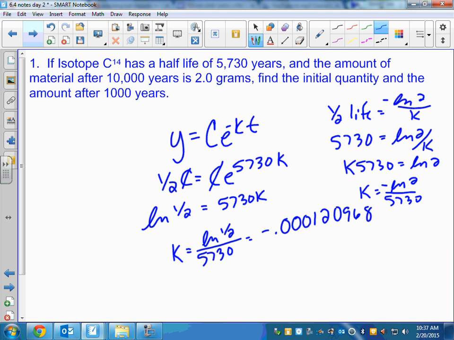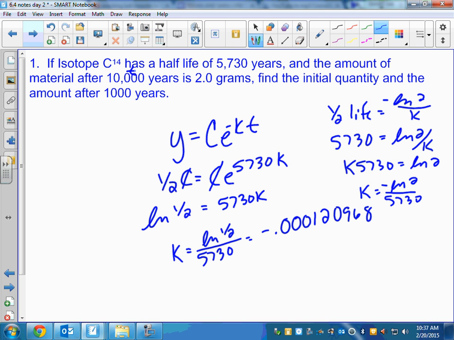I tend to type the fraction in, but I'm okay with lots of parentheses in my calculator. If you feel like you struggle with parentheses, just type out the whole decimal. Should be good enough to 3 decimal places when you go from there. You have to have k before you can do anything else. So they tell us that the amount after 10,000 years is 2 grams, right?